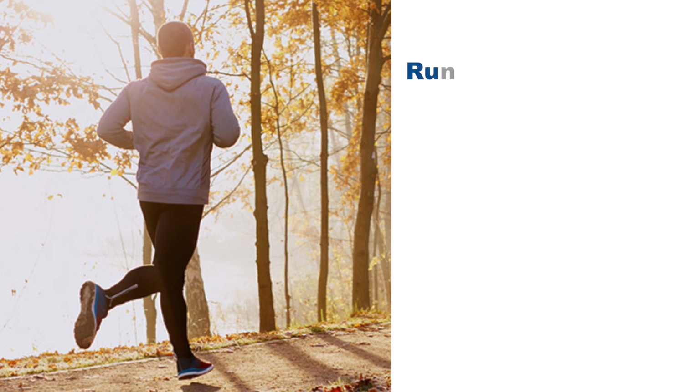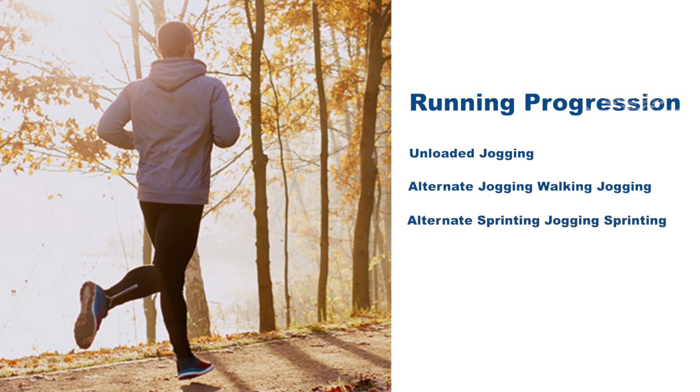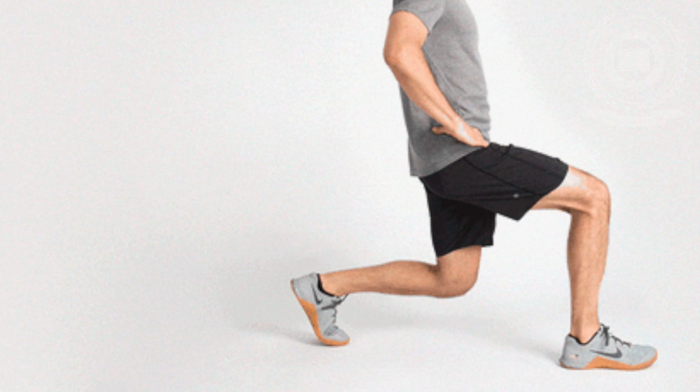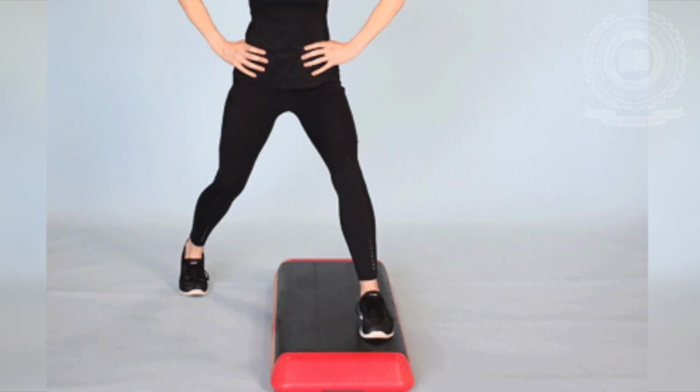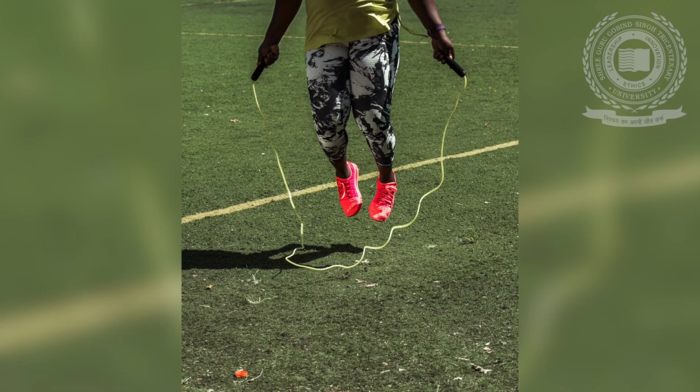The running progression can be done with loaded jogging, alternate jogging and walking, or alternate sprinting, jogging, sprinting. We can do jogging in a figure of 8 pattern or in zigzag cutting. We can use agility drills. During the agility drill, we can use back stepping and side stepping, and lastly, plyometric exercise specific to the sports activity.